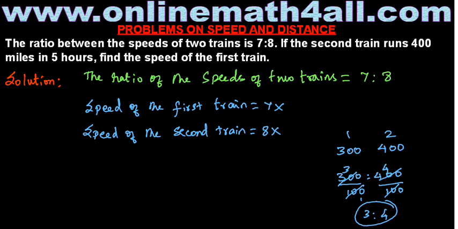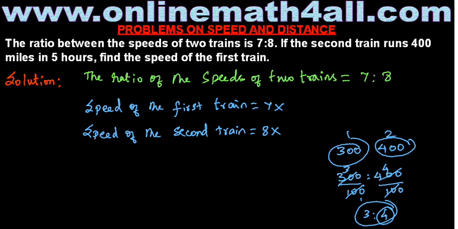Okay, from this ratio 3 is to 4, if you need the original distance of the first train and the original distance of the second train, what do we have to do? We have to multiply both terms by 100. Because if we multiply the first term 3 by 100, we get 300, which is the distance of the first train that we have here. And if we need the distance of the second train, we multiply the second term by 100, so we get 400. That is the distance covered by the second train. So in this small example, it's very clear.